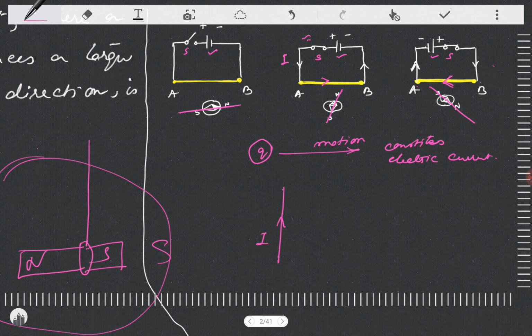Now this I produces a field around the conductor. And if a charge is brought near this field, within the field of this conductor, it will experience a force due to this magnetic field. Now we shall study further about these current carrying conductors in this chapter.